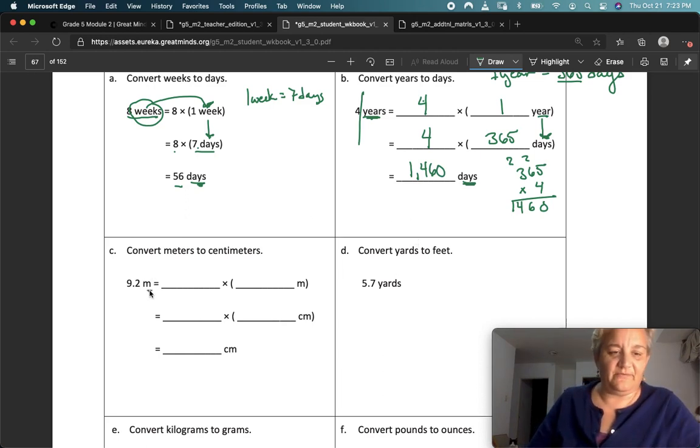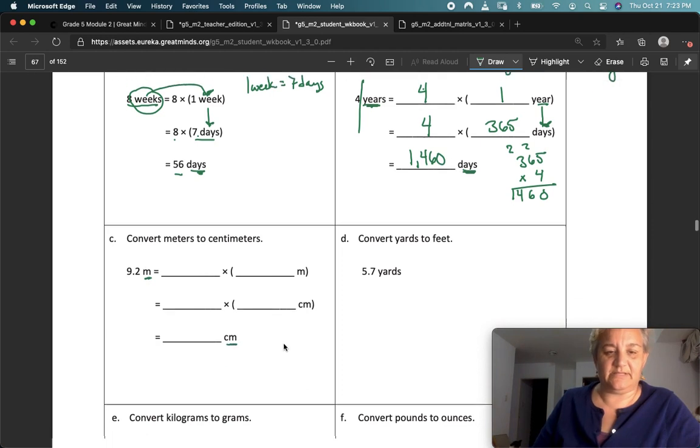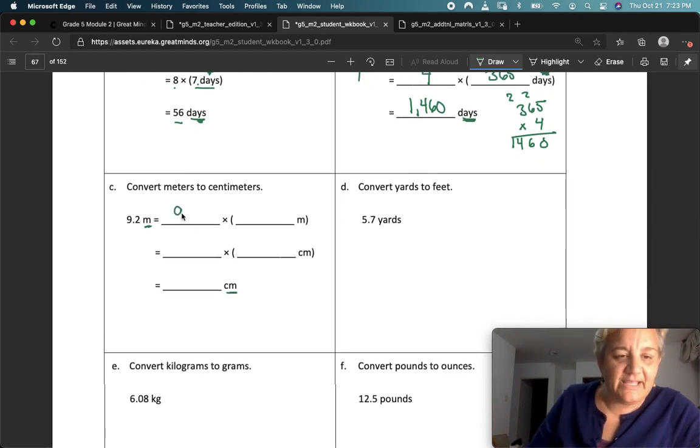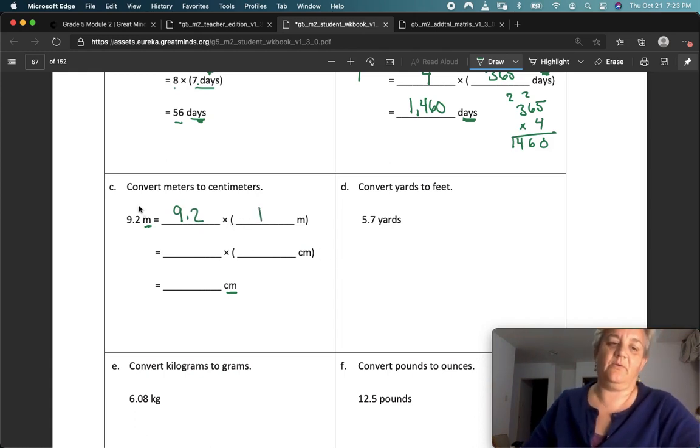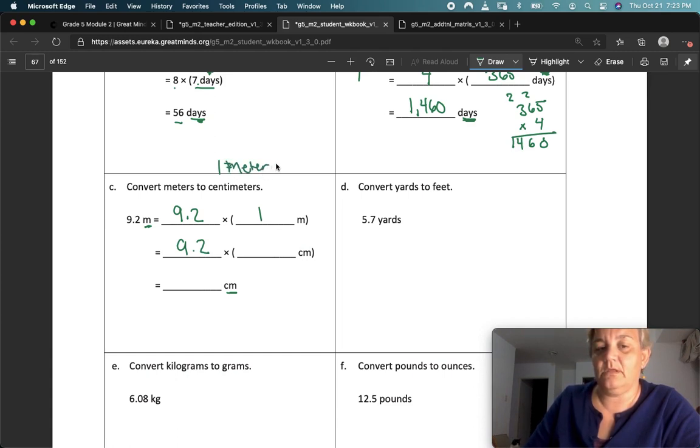Next, we're going from meters to centimeters. So I have 9.2 times 1 meter. Okay, so I'm separating the unit from the number. And then that 9.2 is going to carry down to the next row. And 1 meter equals how many centimeters? You should know this. 1 meter equals 100 centimeters. So I'm just going to move from meters to centimeters, so 100 right here.